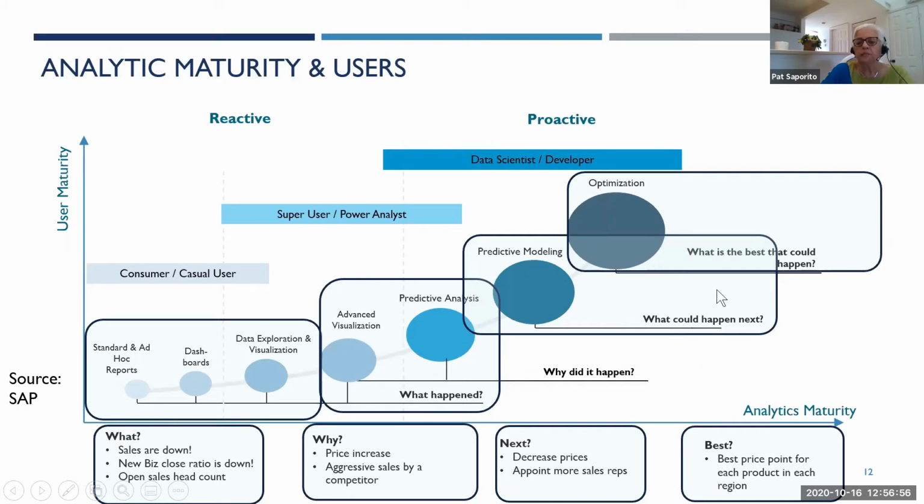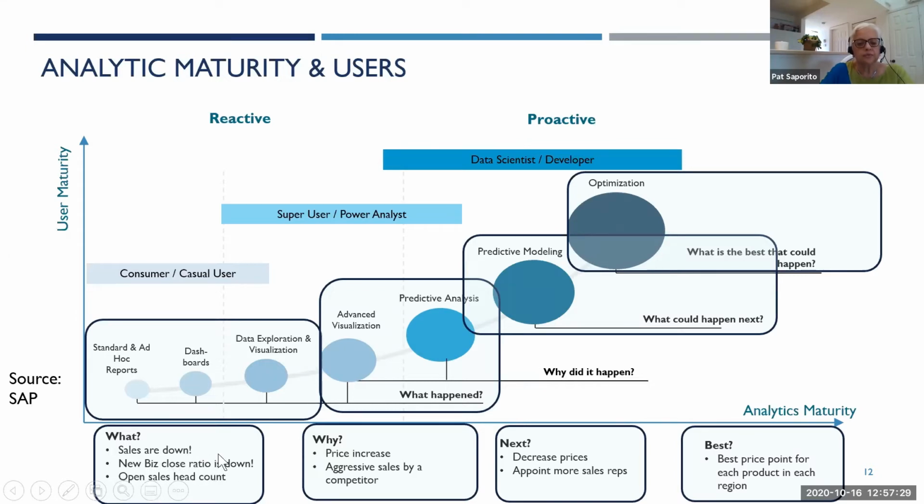And ultimately what we want to get to is what's the best that could happen and how do we make that happen, right? And then at that point we're using our data scientists and developers for that. In between, when we're taking a look at some of the advanced visualization and some of the predictive analysis, the super user or power analysts are engaged. So if you take it down to the bottom, I'll just kind of answer those questions. I'll give an example about sales. So the what might be an observation that our sales are down, and trying to look at it. What are we observing?